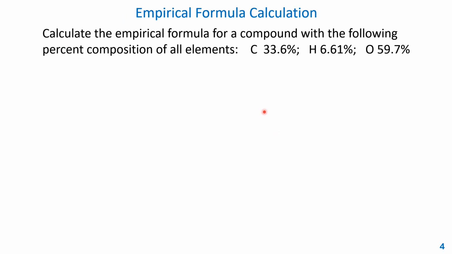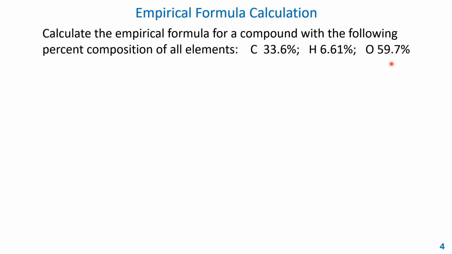Now, let's look at the example of the empirical formula calculation based on the percent composition of all elements. Example: calculate the empirical formula for a compound with the following percent composition of all elements. Carbon is 33.6%, hydrogen is 6.61%, oxygen is 59.7%.